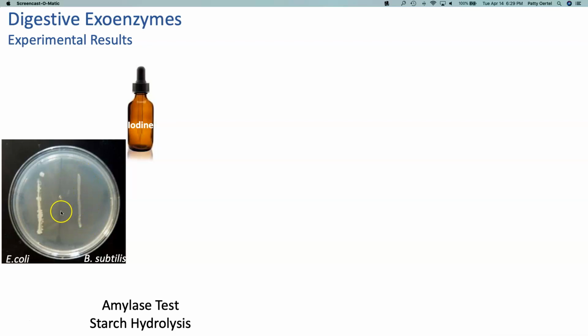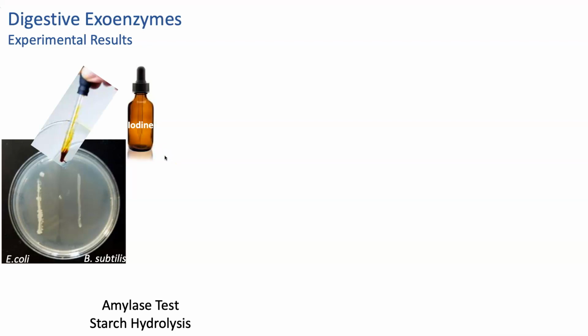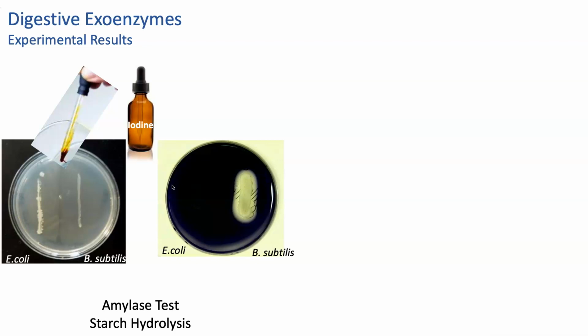If it breaks down the starch, then I add my iodine, which is the next step. I would flood my plate with iodine. Remember, the iodine is only going to bind to areas where starch is present, giving me a purplish dark color. Whoa, this looks almost black here, but if you look at the outline at the bottom, it looks purple, right?